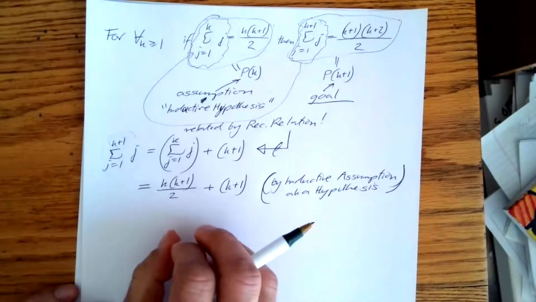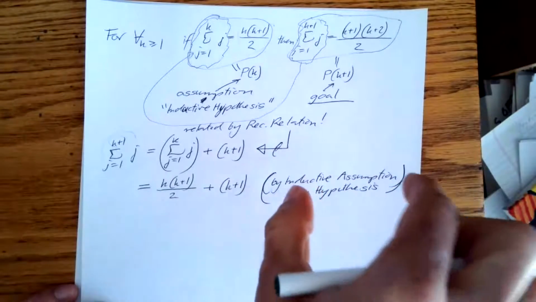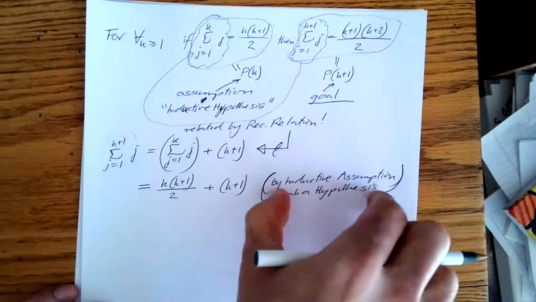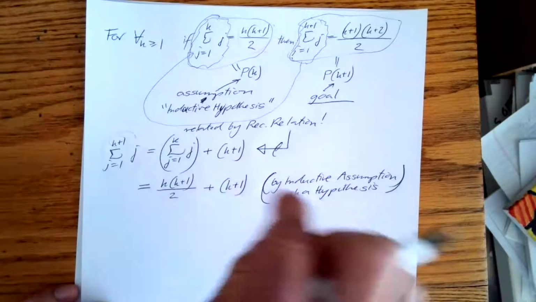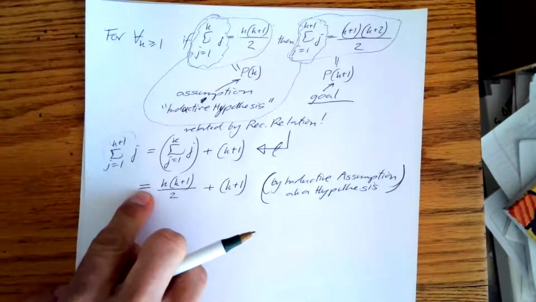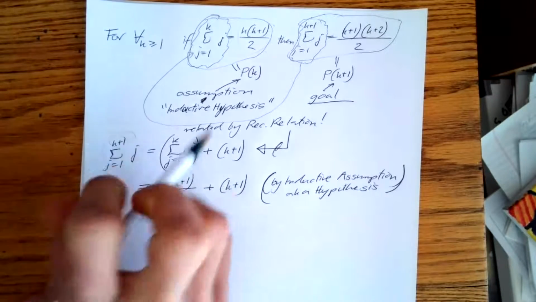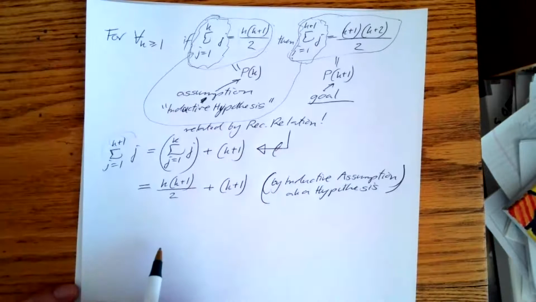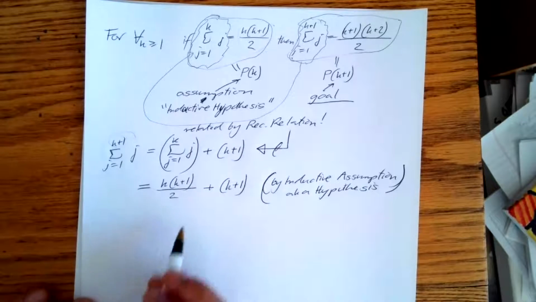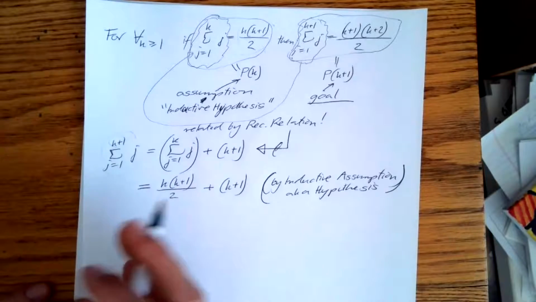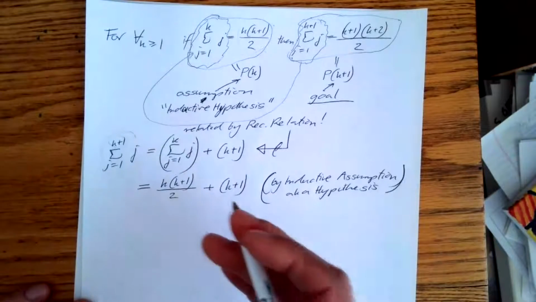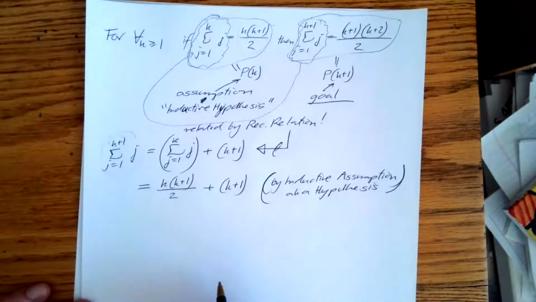Please, when you write an inductive proof, you mention where exactly you're using the inductive hypothesis. This is the equation that is implied by this assumption. Okay, so write it down, because sometimes it's very clear, sometimes it's less so.